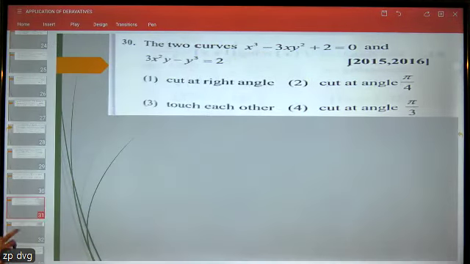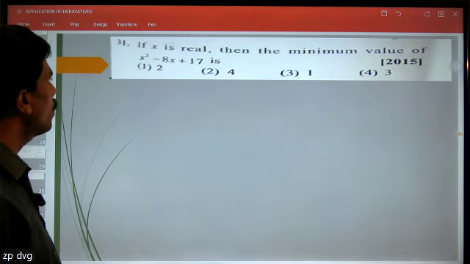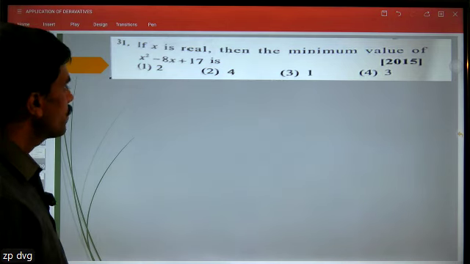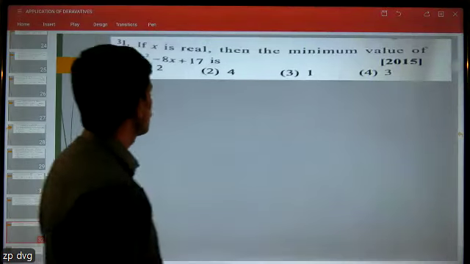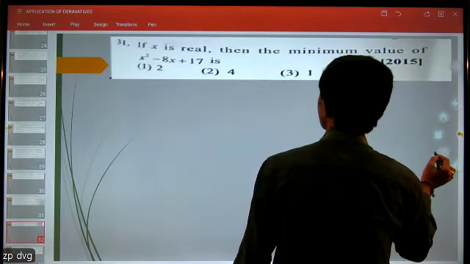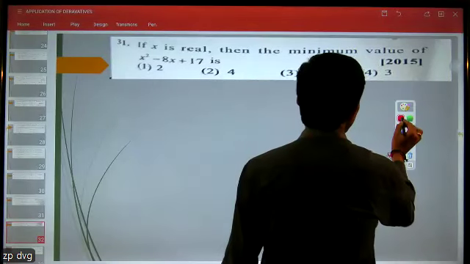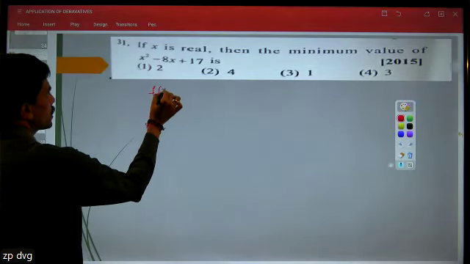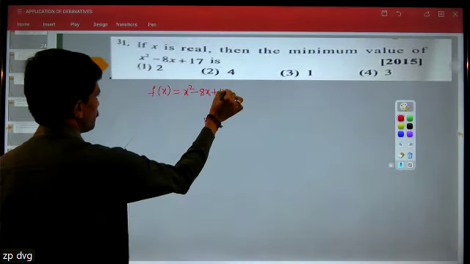Question number 31. If x is real, then the minimum value of x square minus 8x plus 17 is. For maxima or minima, we have to find the derivative of the function f of x equal to, they given that x square minus 8x plus 17.